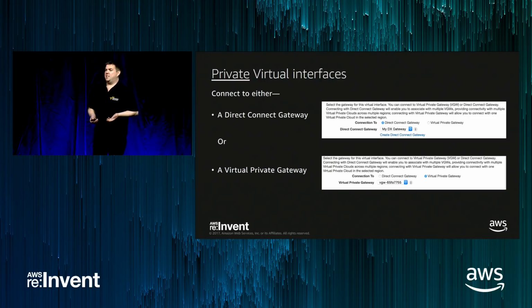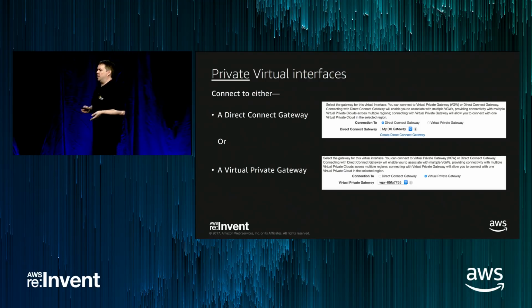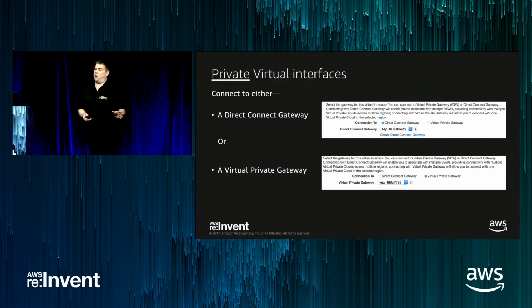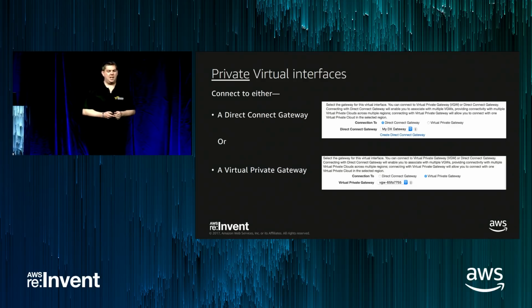We have to have created our Direct Connect gateway, and our Direct Connect gateway is a global object. Now, I'm going to visit this in a little bit more detail later on and how it works, but this is the stage in the process where you decide where this virtual interface is attaching.